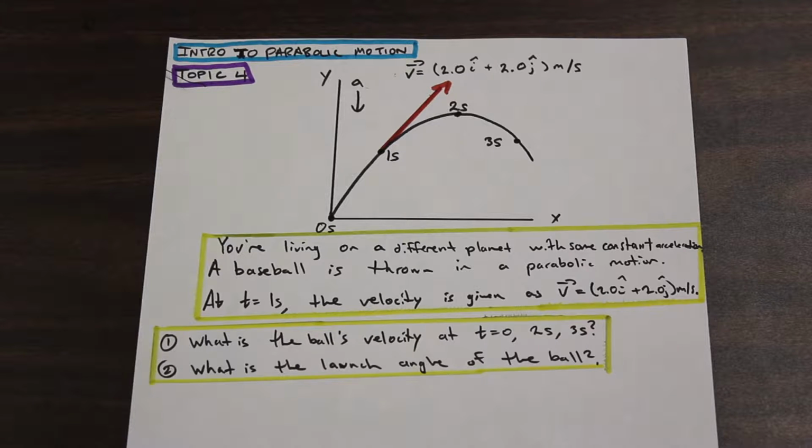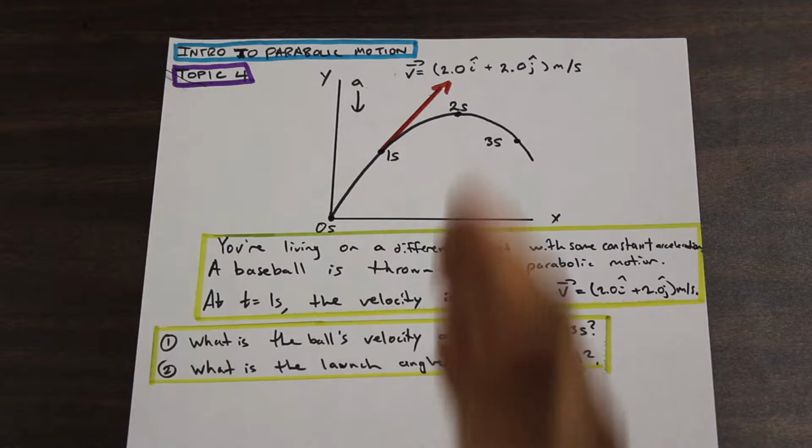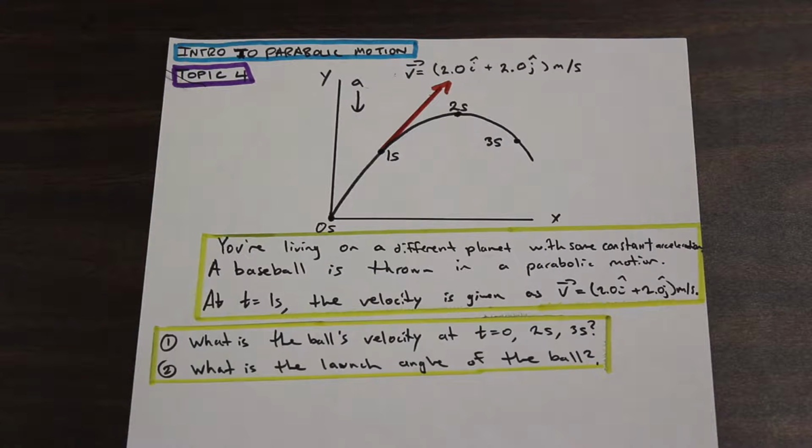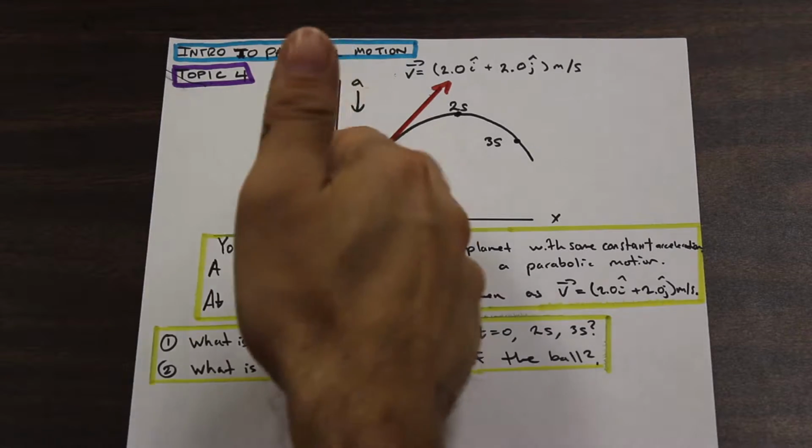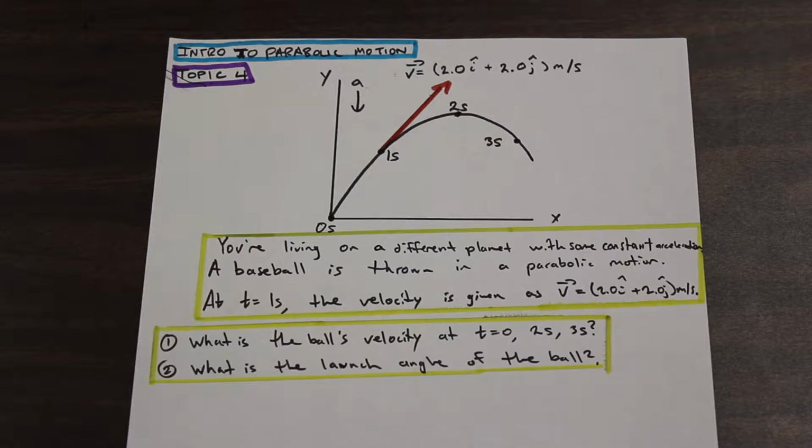You're living on a different planet with some constant acceleration. A baseball is thrown in a parabolic motion. At t equals 1 second, the velocity is given as this. What is the ball's velocity at t equals 0, 2, and 3 seconds, and what is the launch angle of the ball? You might look at this and think, wow, I don't have enough information, how am I ever supposed to know what the angle is? We just need to know a few key concepts about parabolic motion in order to solve this.